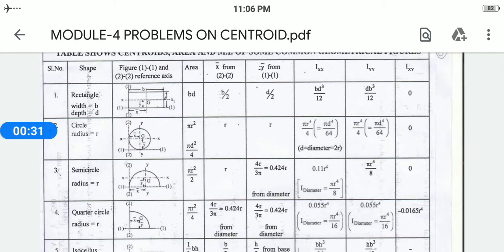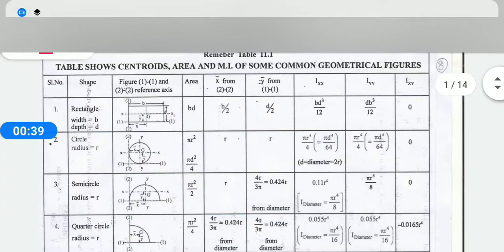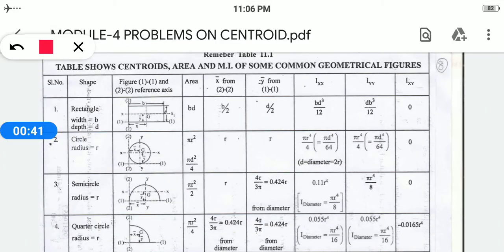See, this table I shared in the first class of this module, which is used when you are doing problems. So you have to study this table, or memorize it, first. If it is a rectangle, then your area will be B into D, your x bar value will be B by 2 and y bar value will be D by 2. Only x bar and y bar will be used for your centroid calculation. This Ixx, Iyy and Ixy will be used in your moment of inertia calculation.